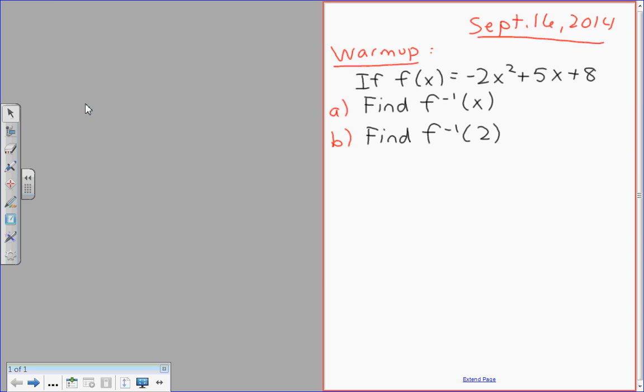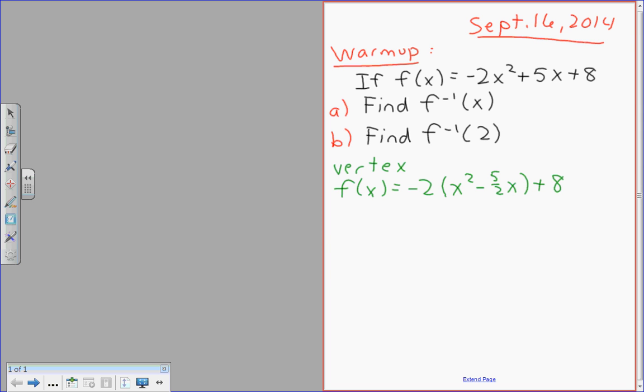So you want to put it in vertex form? Yeah. So you take the -2 out. Okay, good. So it should be -2 bracket x squared minus 5/2x close bracket plus 8. Good. Okay, so remember when this happens here, it's going to be dividing by 2, divided by -2. It switches from a plus to a minus because it's minus.